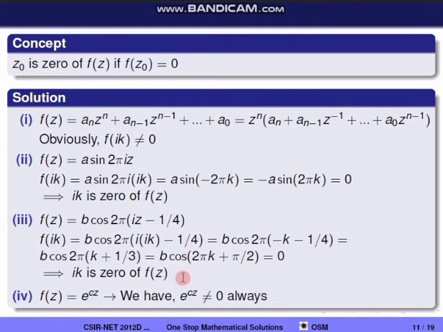To check whether it is a simple 0, we have to get f dash of ik to be non-zero. Here also I have not done it, you have to check it, and you will get essentially it should be a simple 0.